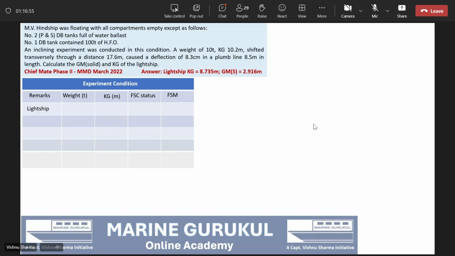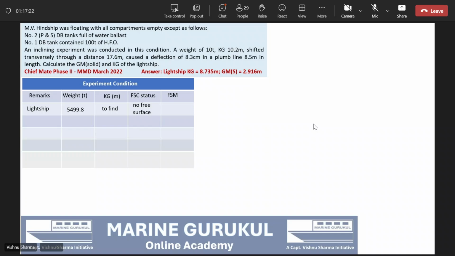Light ship. What is the weight of the light ship of the MV Inship? You can either take it from the particulars in the beginning or from condition number 1, which is the light ship condition. If you see there, the weight is 5499.8. Correct, guys? Yes or no? Yes. KG in the light ship condition is to be calculated, guys.